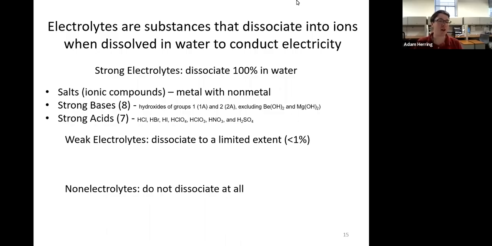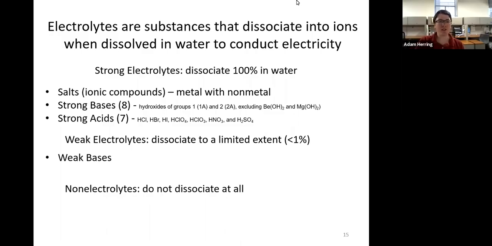There are 7 strong acids that you need to be familiar with: hydrochloric acid, hydrobromic acid, hydroiodic acid, perchloric acid, chloric acid, nitric acid, and sulfuric acid. Again, for strong electrolytes, you have all of your salts, the 8 strong bases, and the 7 strong acids.